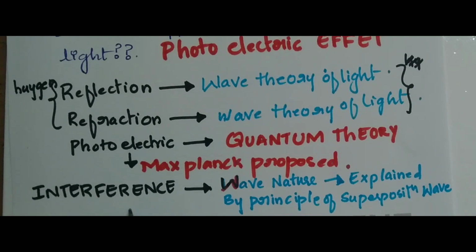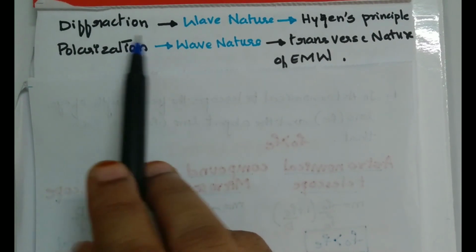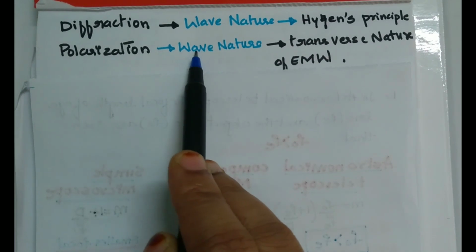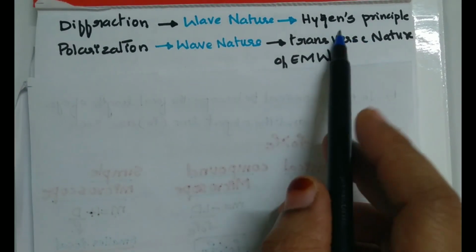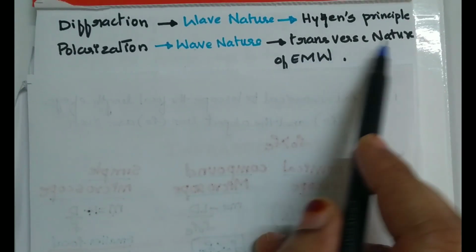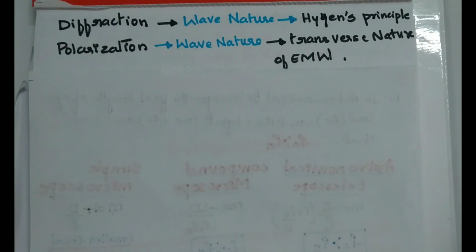Then we have interference. The wave nature was explained with the help of the principle of superposition of waves. Diffraction shows the wave nature. Even polarization shows the wave nature. Diffraction was explained by Huygens principle and polarization was explained with the help of the transverse nature of electromagnetic waves. Hope you have understood reflection, refraction, polarization, diffraction and the photoelectric effect. So the photoelectric effect is the one which shows the particle nature of light.